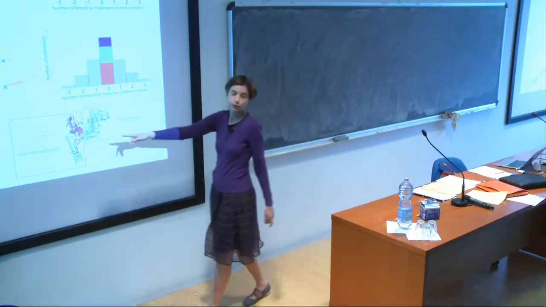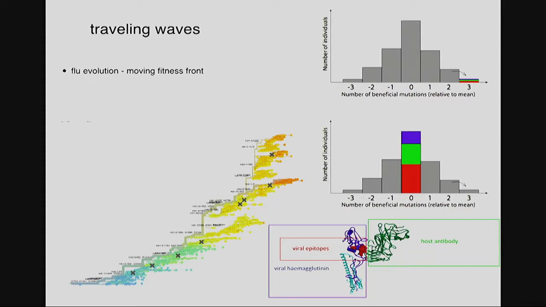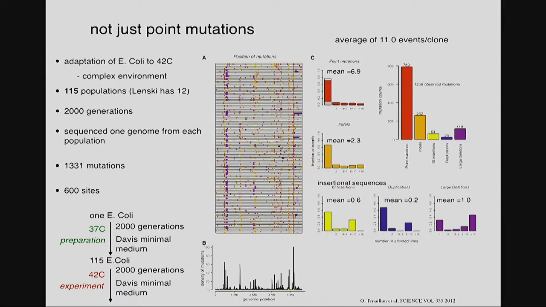But this is the evolution of the flu from 1968 until now. And the more yellow, or the more orange they get, the fitter they are. So you can actually see the flu strain getting fitter in the world. What fitter means is that they take the flu, this is a part of the immune system of a host, and they take the part of the flu that interacts with the immune system, and they measure how well they're able to recognize each other. And there you clearly see this wave of things getting fitter and fitter. So the colors here are changing with time.